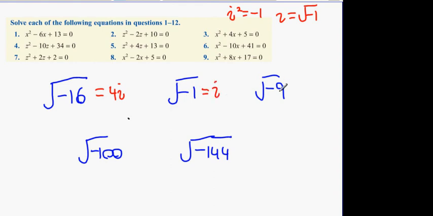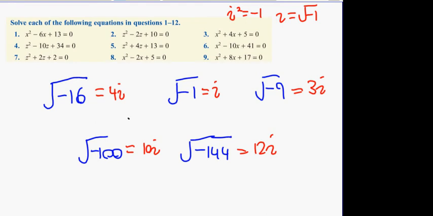What's the square root of 9 normally? 3. So the answer therefore is 3i. Square root of minus 100? 10. This one is going to be 10i. And then finally, square root of minus 144? 12i. That's all you got to do. It's going to happen every question.